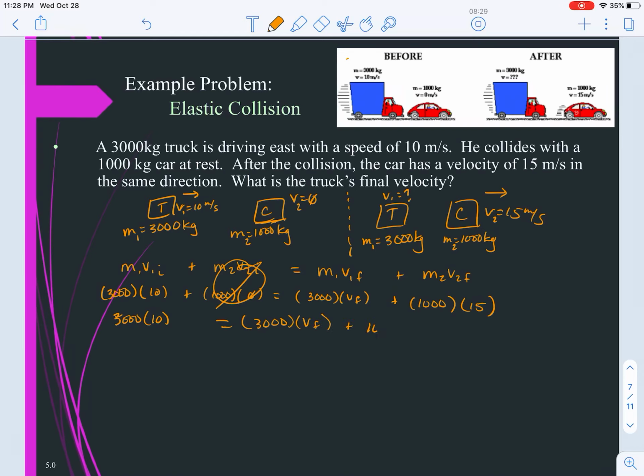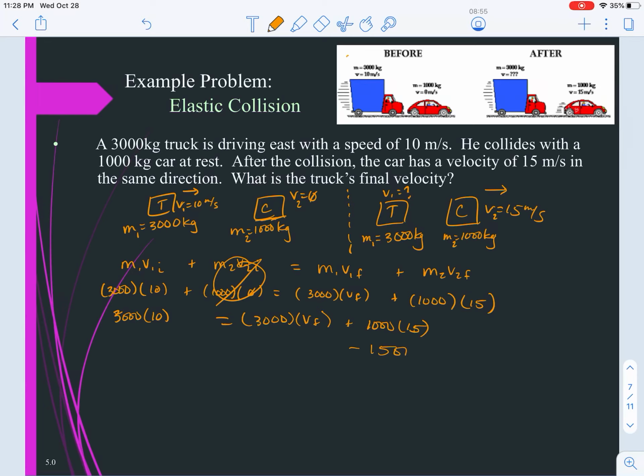3,000 times vf plus 1,000 times 15. So you can plug your numbers in first here, like I did. I realize that the majority of my students prefer to plug their numbers in first. Or you could do your algebra first. Once again, those 2 choices should not make a difference in the value that you calculate.